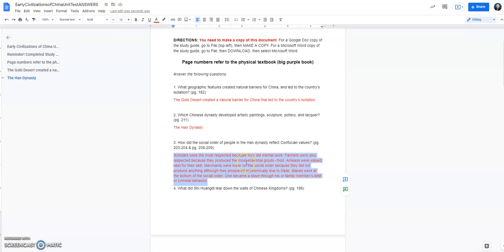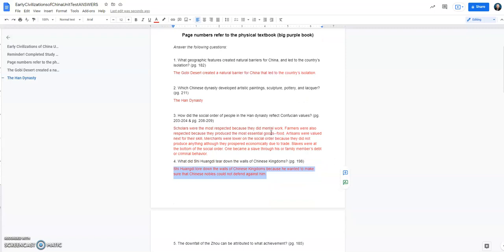Question number 4, why did the Xiongdi tear down the walls of Chinese kingdoms? Why did he do that? He did that because he did not want Chinese nobles to be able to defend themselves. If you have walls around your kingdom, that is a defense, right? That is a barrier that stops the army from getting in. He wanted to prevent that, so he made everybody take down their walls. You are not allowed to have walls around your kingdom. That way, if he wanted to invade, he wanted to take you over, he could do that. You had no defense. So he did not allow people to have walls around their kingdoms.